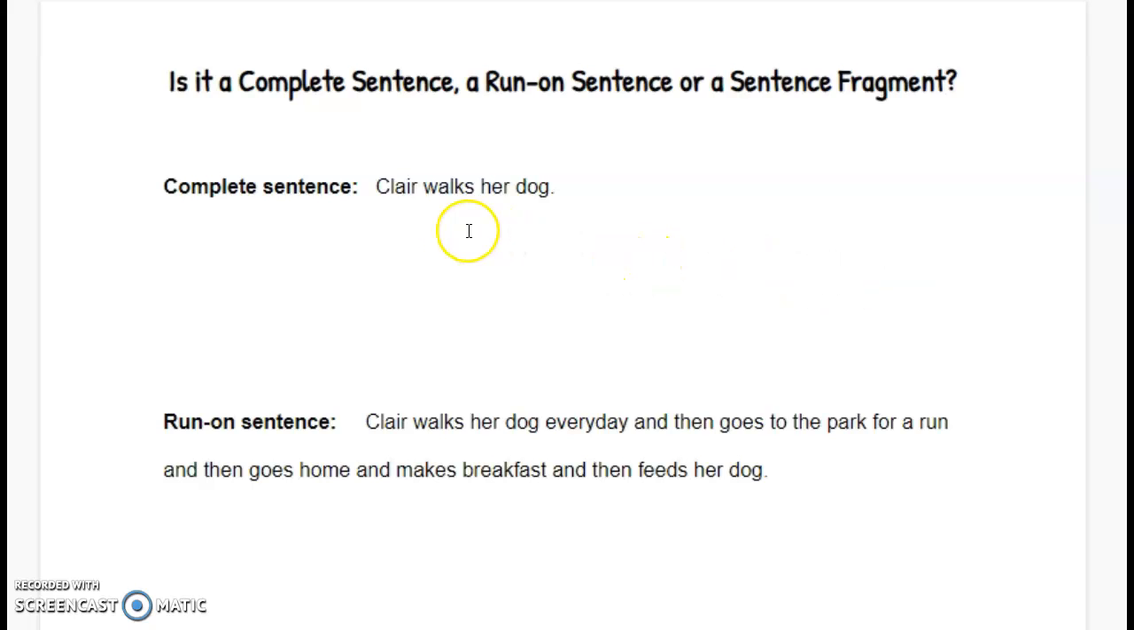So, if we look at a complete sentence right here, we have Claire walks her dog. And Claire is the subject. She's the who or the what. And what did Claire do? What was her action? She walks. Okay, that's your verb. And then who or what did she walk? She walked her dog. So that's the object. Okay, and that is a complete sentence. It is a complete thought.